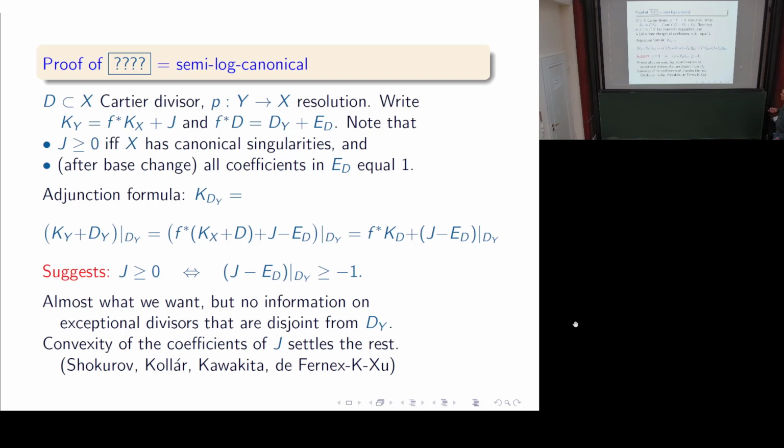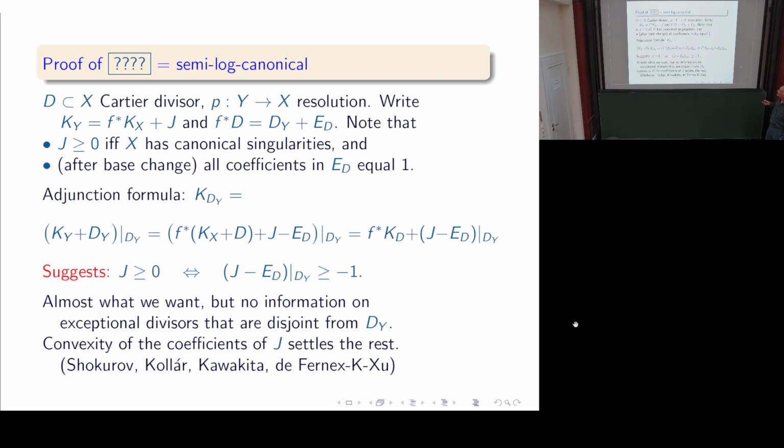it's better to prove that the coefficients of J, or maybe J minus ED, have some strong convexity properties. And so once they are larger or equal to minus one somewhere, then it propagates. So that's a non-trivial statement, but by now we have very simple proofs of this. So at least the definition of semi-log canonical does this job.